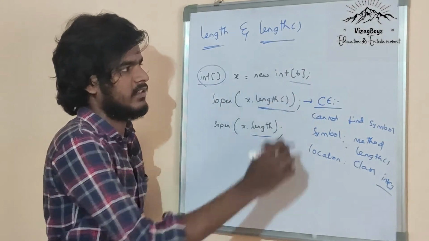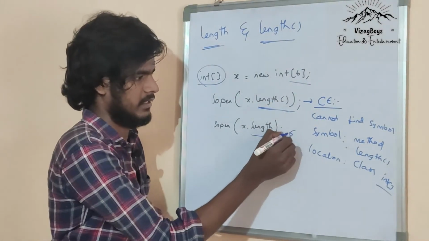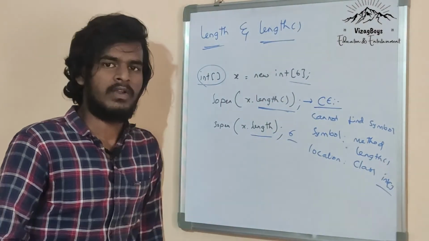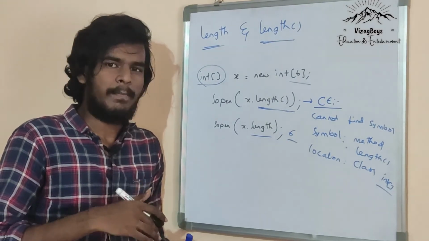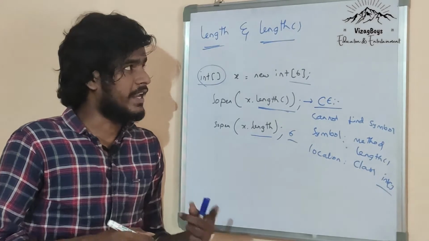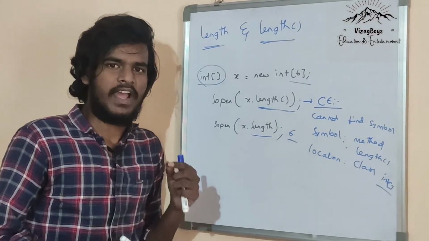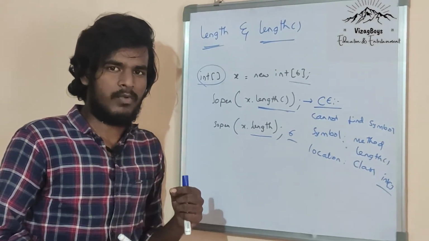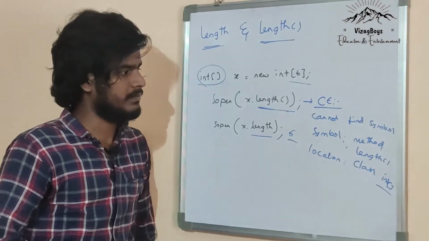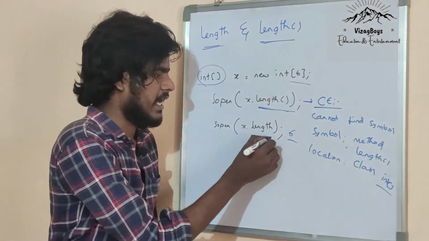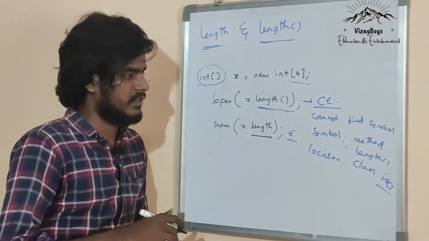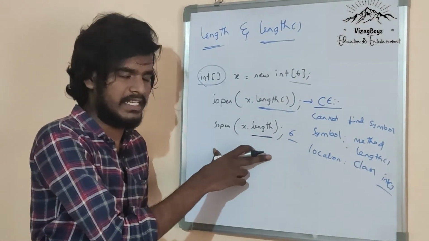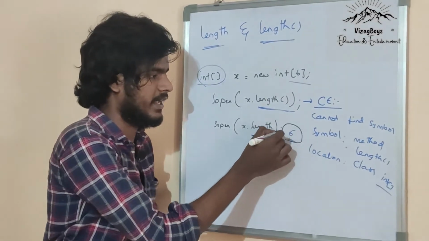Here x dot length. What is the length? What is the size? 6. Okay friends, listen carefully. What is the length variable? Length variable is a final variable. It is applicable only for arrays. The length variable represents size of the array.